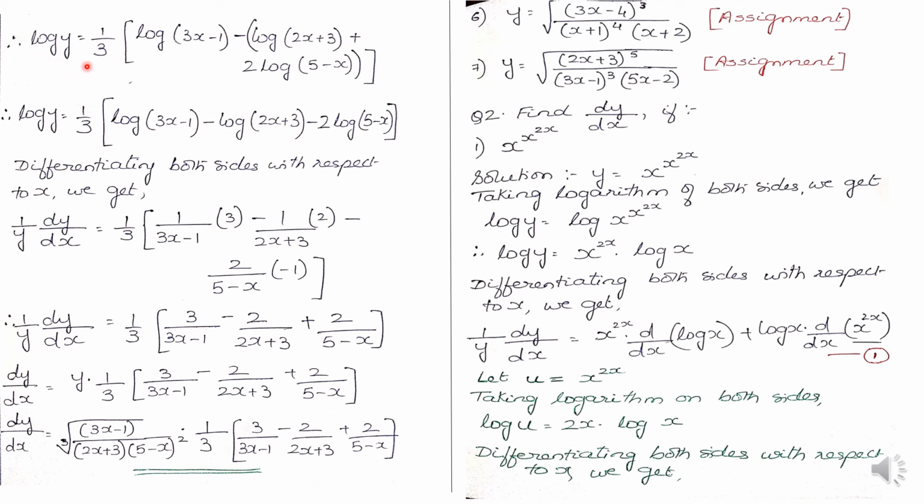So what do we have over here? We have log y is equal to 1 upon 3 into log of the numerator minus log of the denominator. As you know, when two numbers are divided and their log is taken, we can write them as a difference of their individual logs, isn't it? So log of 3x minus 1 minus log of the denominator. Now the denominator is a product of two numbers, so when we take their log, we can also write them as a sum. So log of 2x plus 3 plus log of 5 minus x square, in which the square, that is the power, has come to the side. So we write it as 2 log 5 minus x.